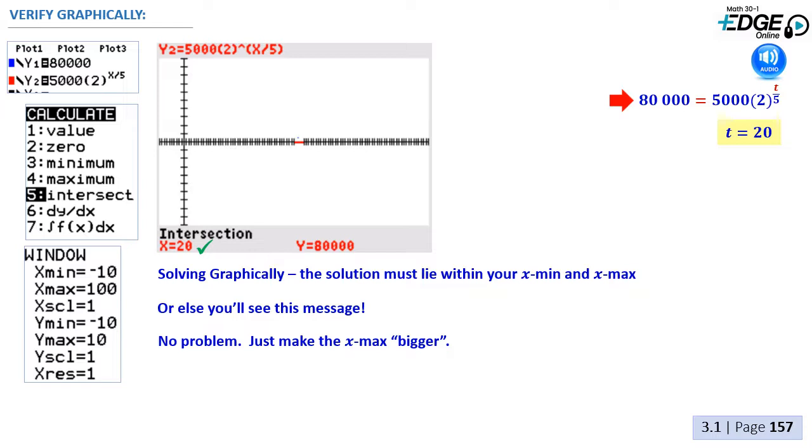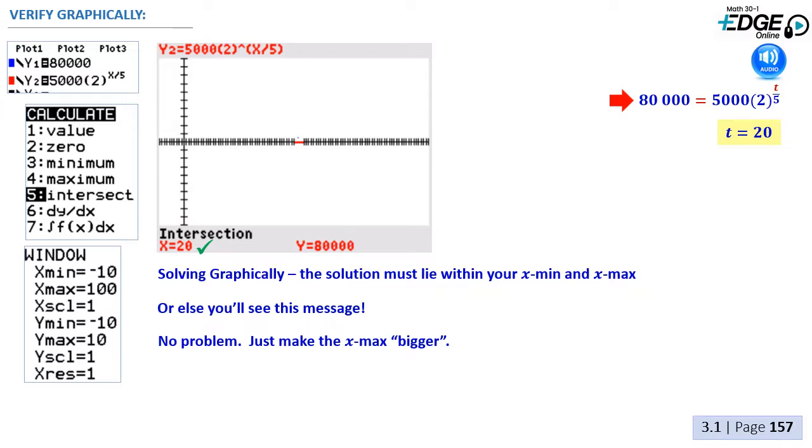By increasing our x and y values, by increasing our x maximum value, we allow the answer of x equals 20 to fall within the given domain. But you'll still notice we don't actually see the intersection point. A lot of students want to see this, but recognize that it is intersecting at a y value of 80,000.